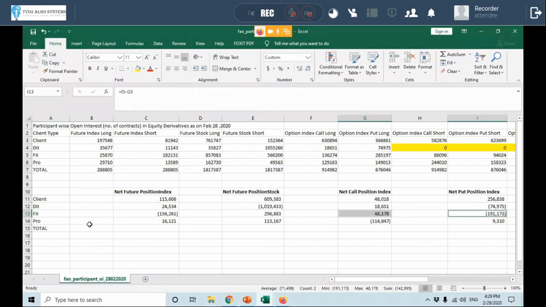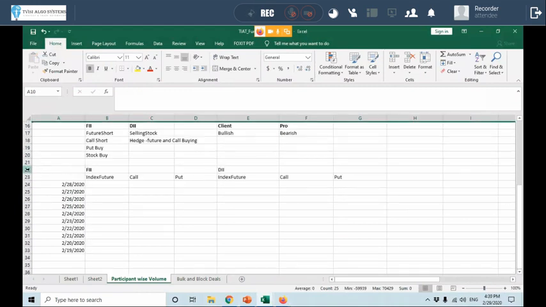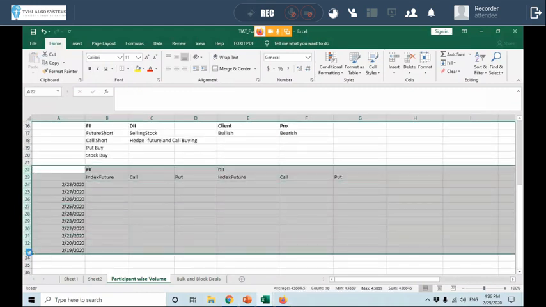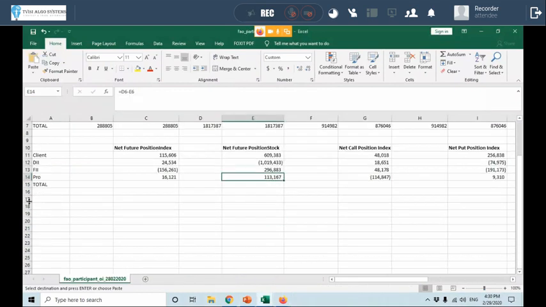So you need to track this on a daily basis. Again, this is also a very, very important file. Ultimately, it is not that FII always win, but if they are bearish, you can understand what is happening or what they are trying to do. Again, you will create this on a daily basis and you will track.